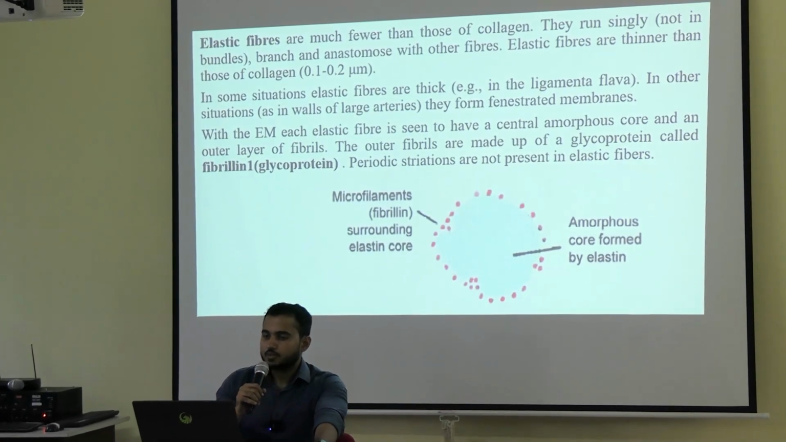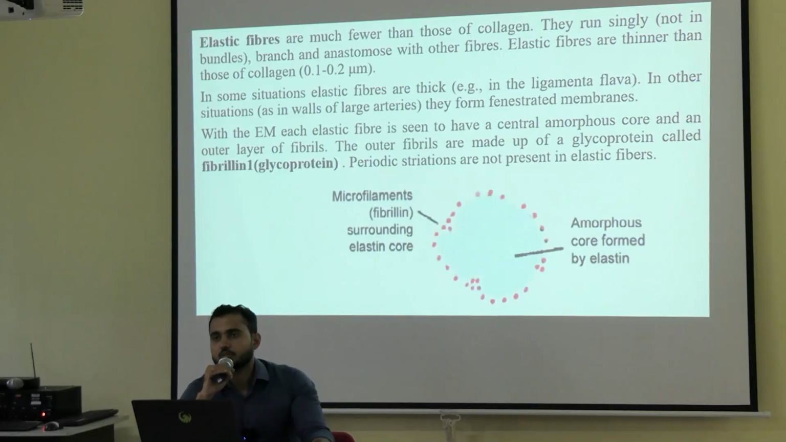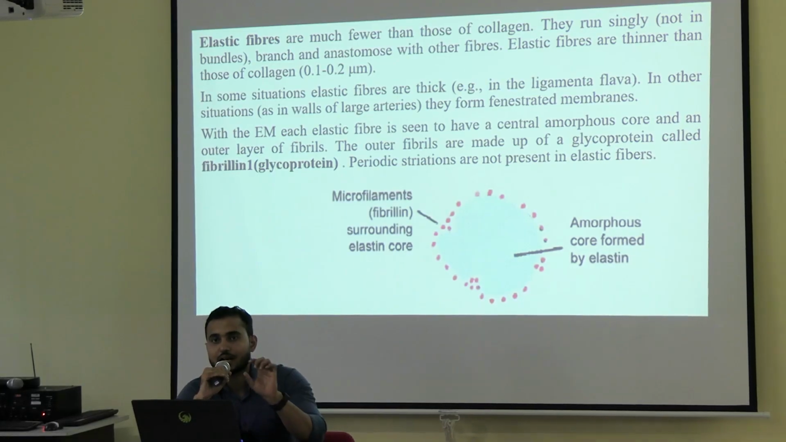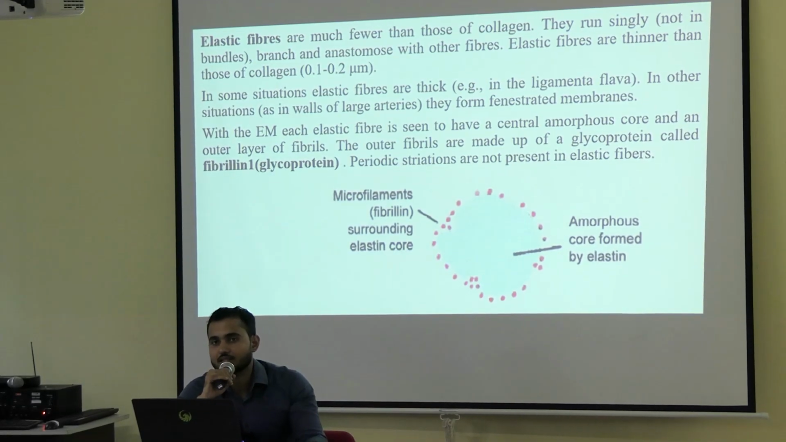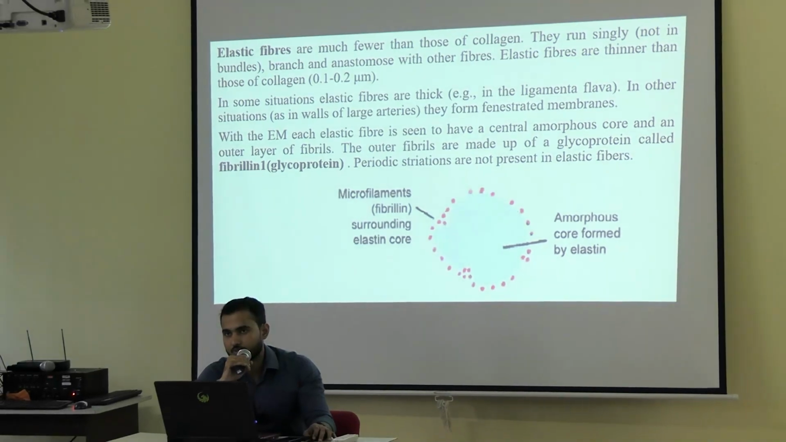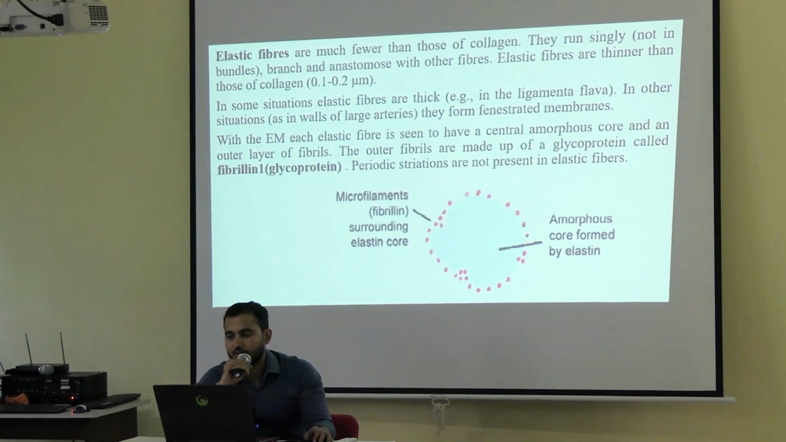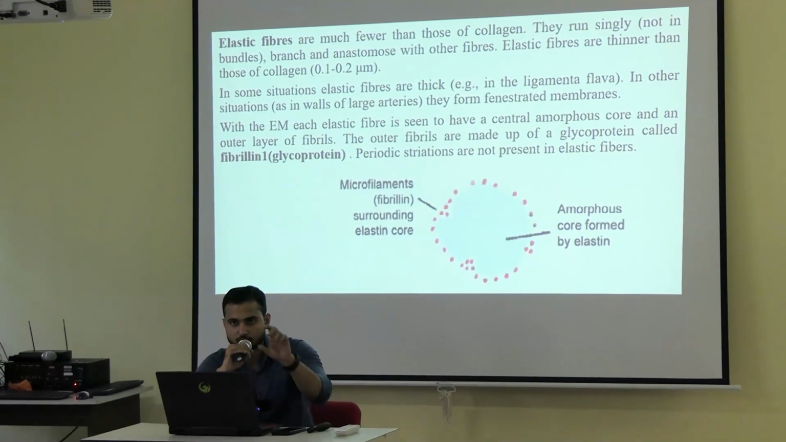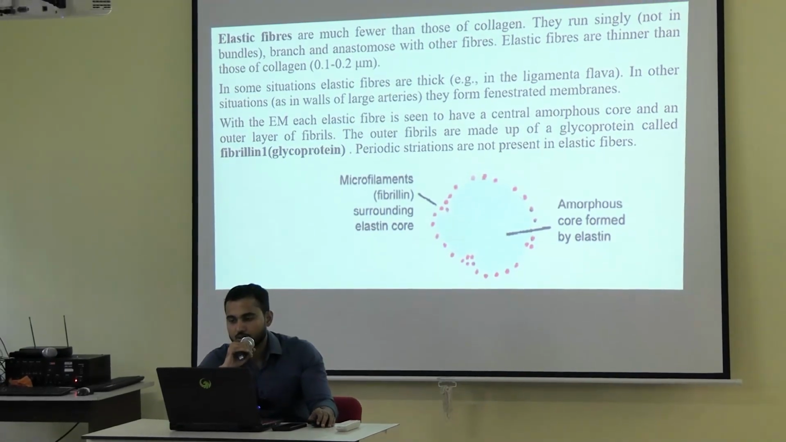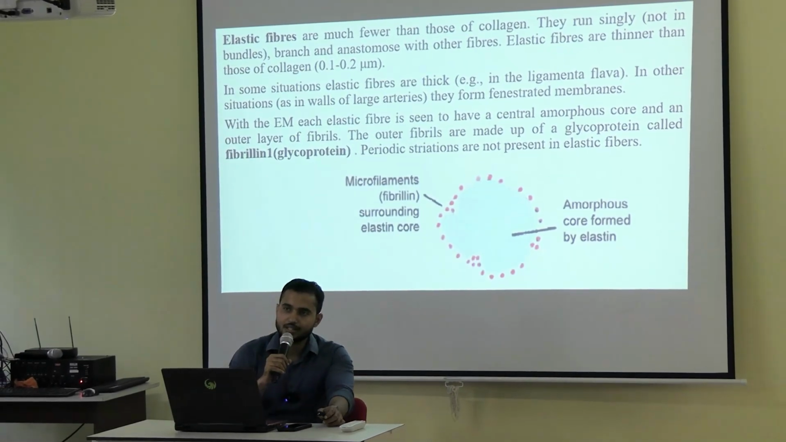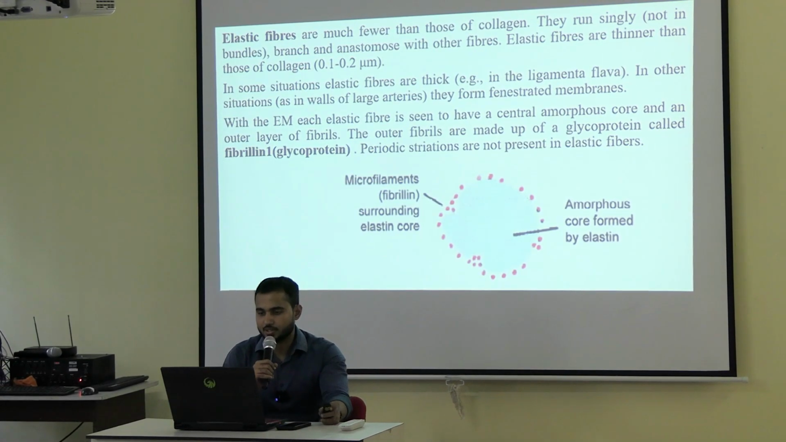Okay, now what will be the example? Examples will be large arteries, the walls of the large arteries, in them elastic fibers are present. Then ligamentum flavum, which is present in vertebral column. Okay, there also you will be getting the elastic fibers. These are some examples.